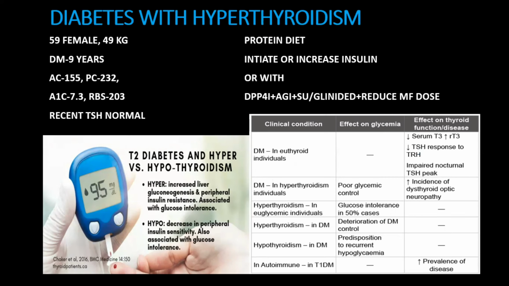Hyperthyroidism increases liver gluconeogenesis and peripheral insulin resistance, associated with glucose intolerance. Hypothyroidism decreases peripheral insulin sensitivity, also with increased glucose intolerance. In euthyroid individuals, there is no effect on glycemia, but with diabetes, there is decreased TSH response to TRH and decreased serum T3. Hyperthyroidism in DM causes poor glycemic control. Hypothyroidism in DM predisposes to recurrent hypoglycemia. In autoimmune and type 1 diabetes, there is increased prevalence of disease.